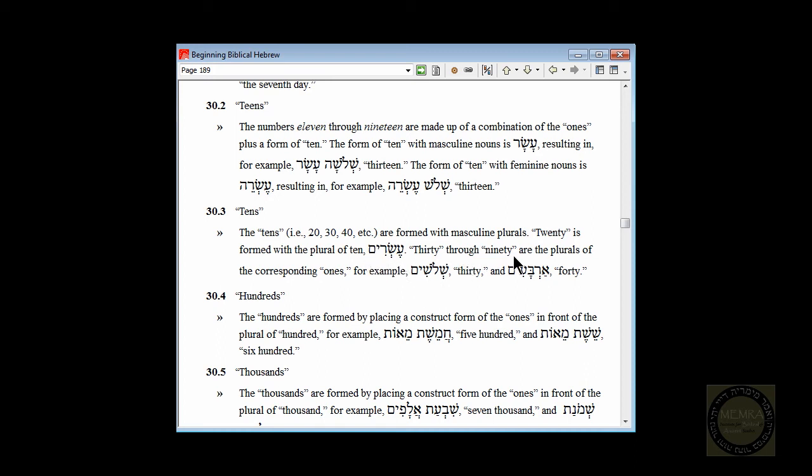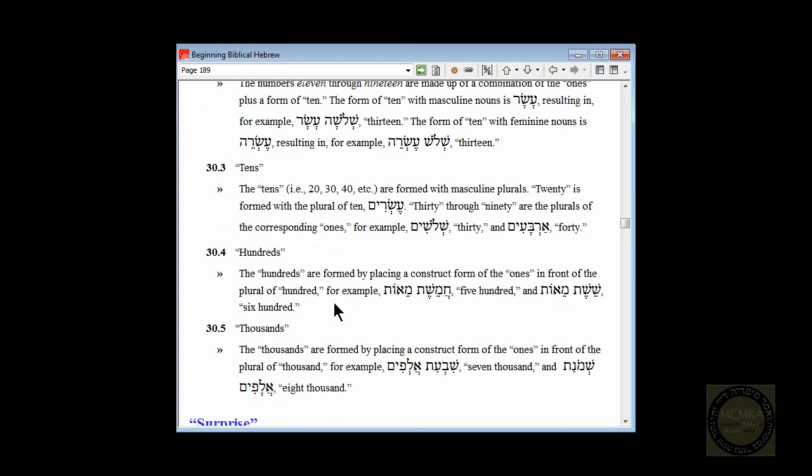Again, 30 through 90 would be plurals of the corresponding ones. So what he means by this is you have 10, asar, 20 is esrim, plural ending, but you say, well, okay, 20, the plural covers 20. What about all the other 10s, 30, 40, 50, all that stuff? Well, what Hebrew does is it takes the base number for the numeral, shalosh, and then adds im. Shalosh, plural, would be 30. Arba'im, 4 plural ending, would be 40.